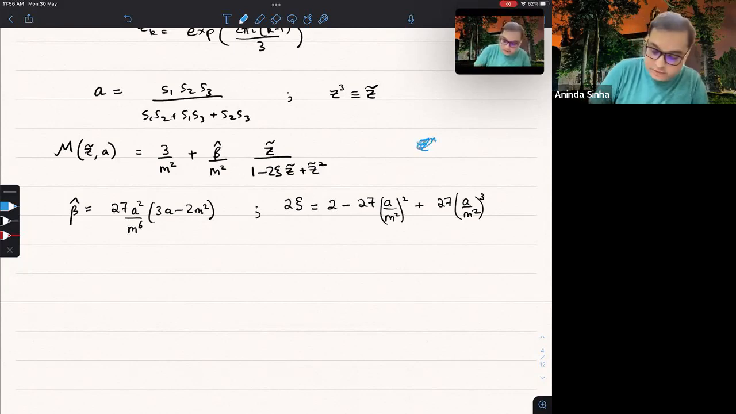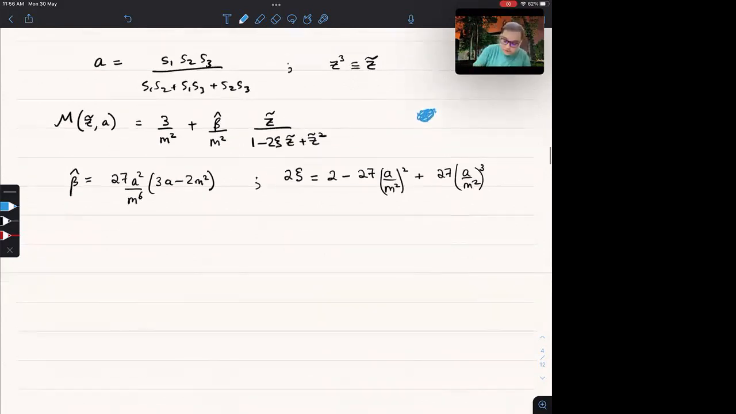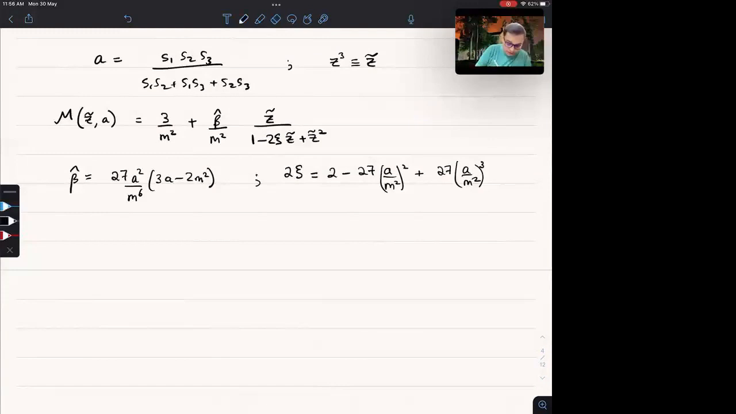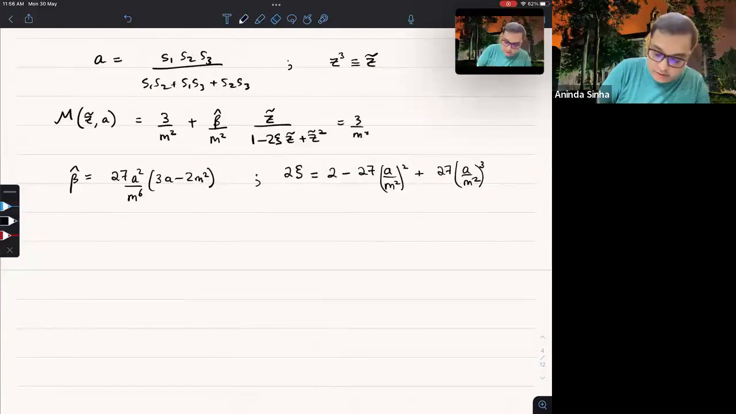Yeah, so I will write this out. So I will write down one more equation. Okay. So this is going to be equal to 3 by m square plus beta hat by m square, and this is the summation n going from 0 to infinity of these Chebyshev polynomials of the second kind, z tilde to the n plus 1.